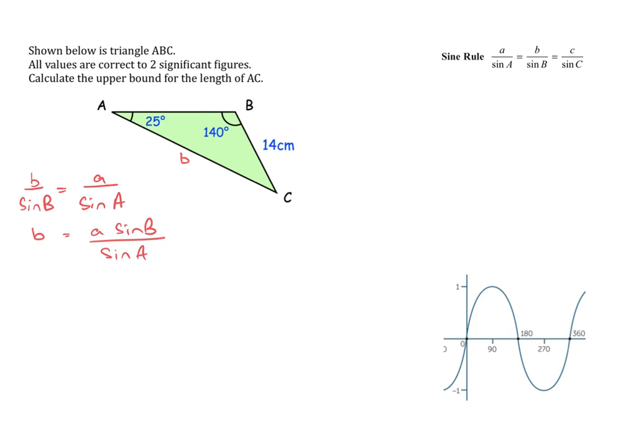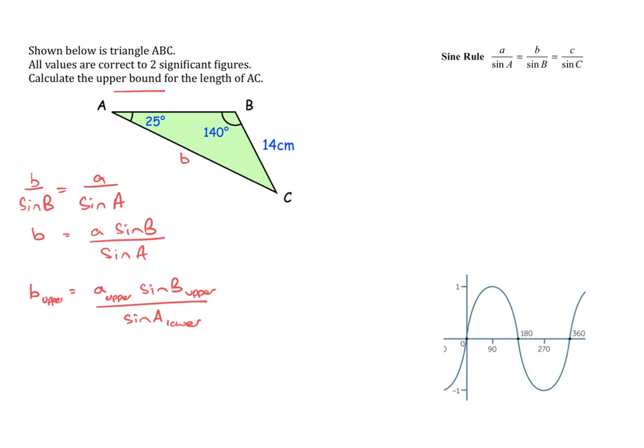Now, I want the upper bound, so I want this fraction to be the largest thing possible. So for b to be the upper bound, I'm going to need the largest thing on the top of the fraction divided by the smallest thing on the bottom. So I'm going to want the upper value of a, the upper value of sine B, and I'm going to want the lower value of sine A. And it's not as straightforward as you might initially think.